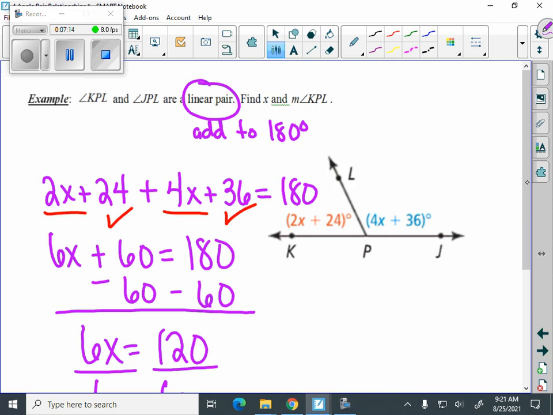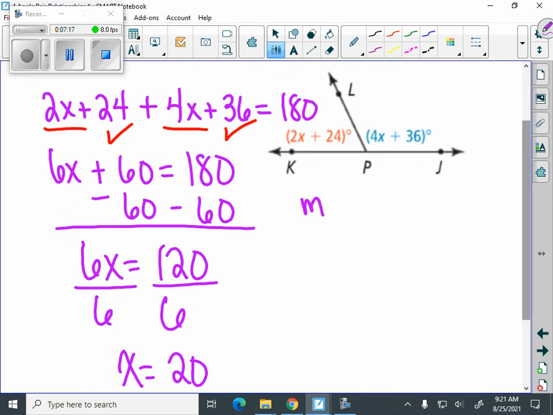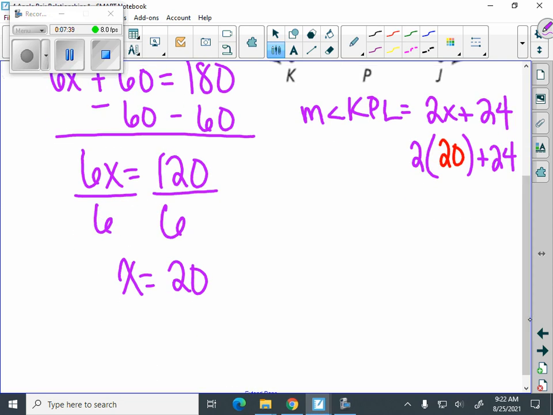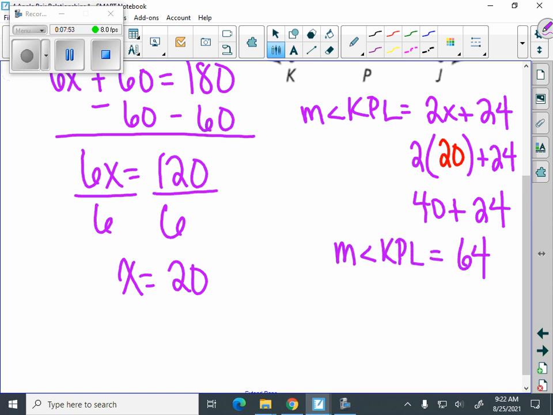KPL is, so the measure of angle KPL is 2x plus 24. We're going to take this value of 20 that we just found, and put it in here for x. So this is 2 times 20 plus 24. And then 2 times 20 is 40 plus 24. So the measure of angle KPL equals 64.